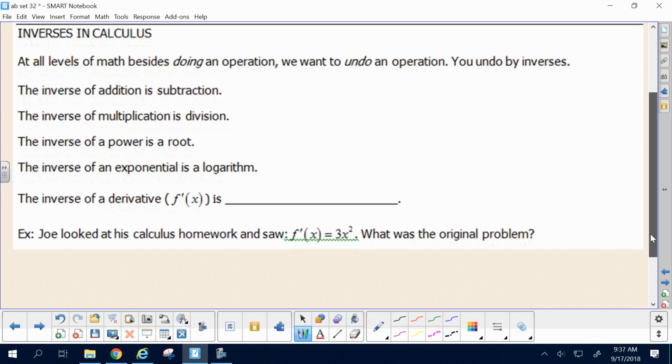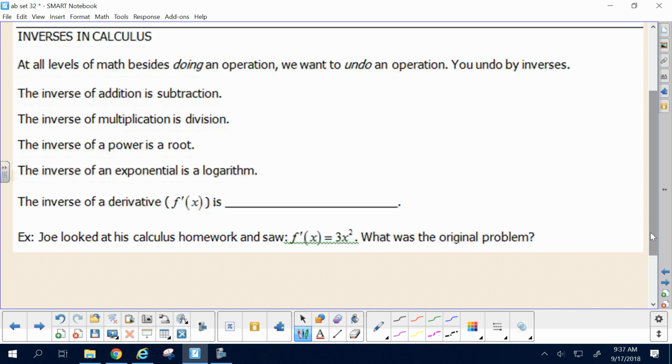Here it goes. At all levels of math, including calculus, we have inverses. Inverses undo. So the inverse of addition is subtraction. And if I did an addition problem, I could check it with subtraction. And the inverse of multiplication is division. I could check a multiplication answer by division or vice versa. The inverse of a power is a root. The inverse of exponential is a log.